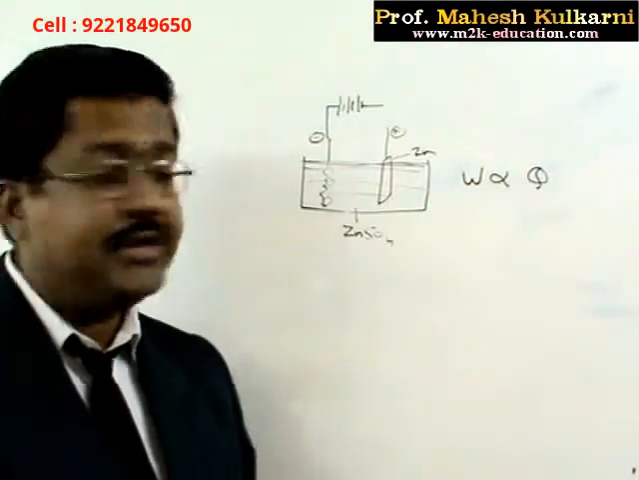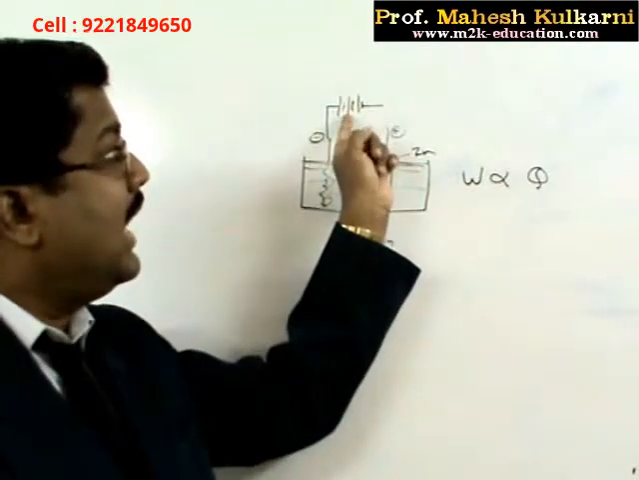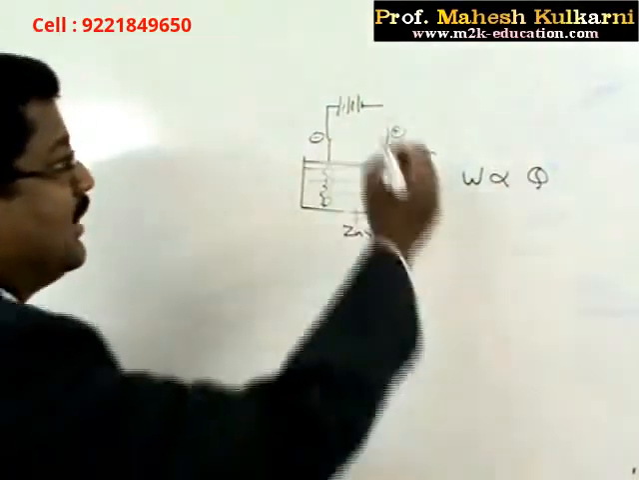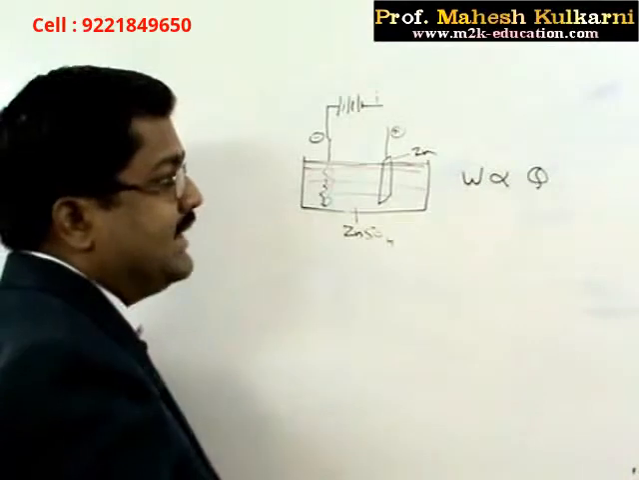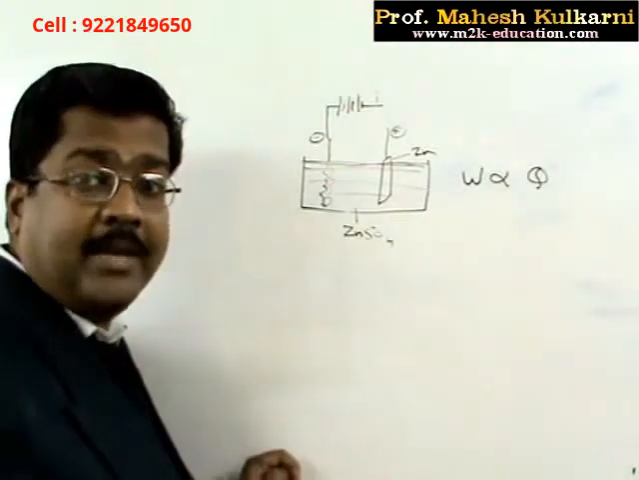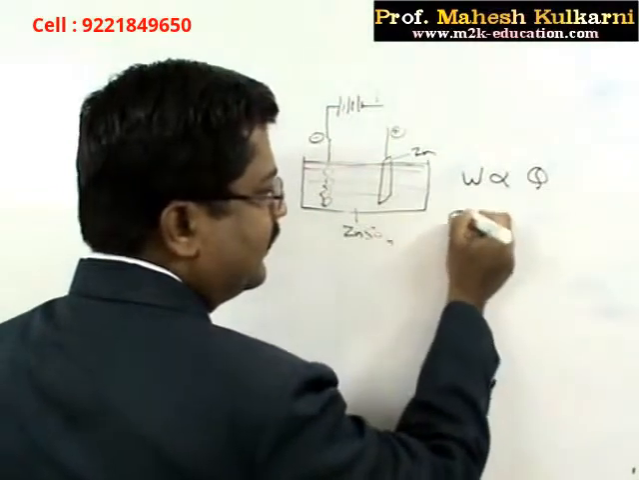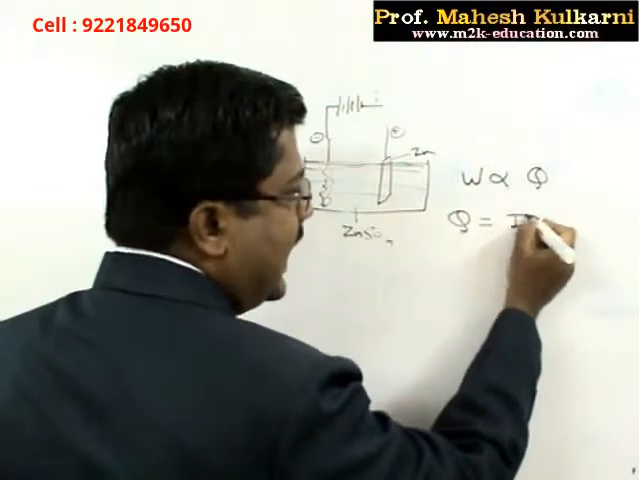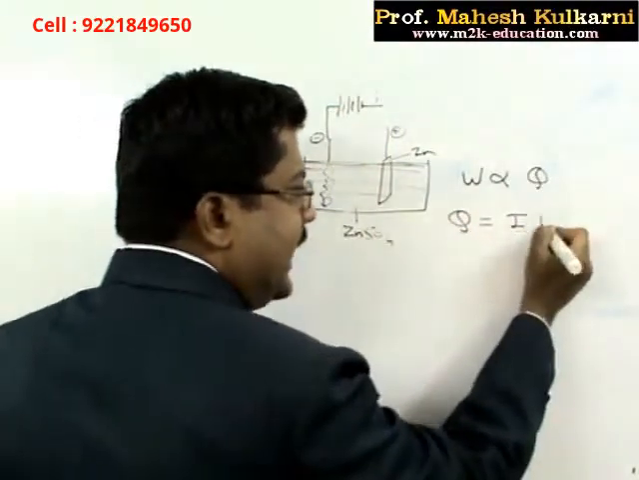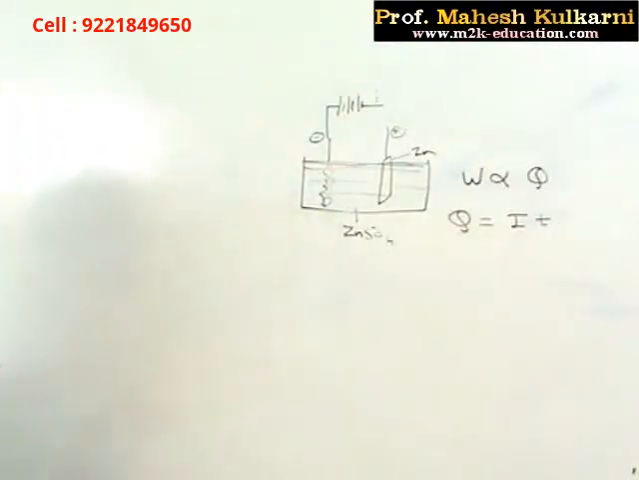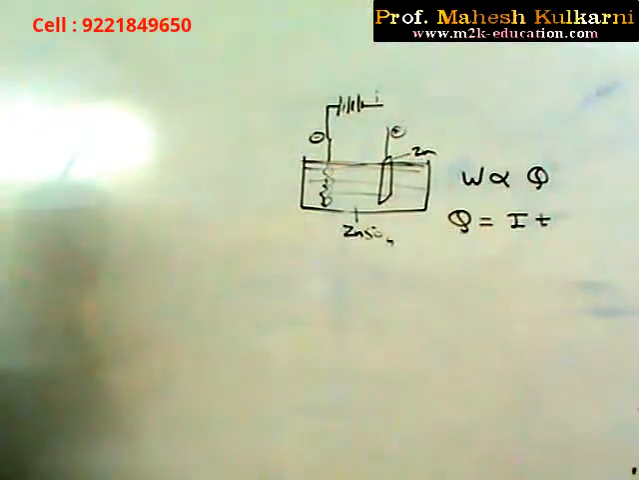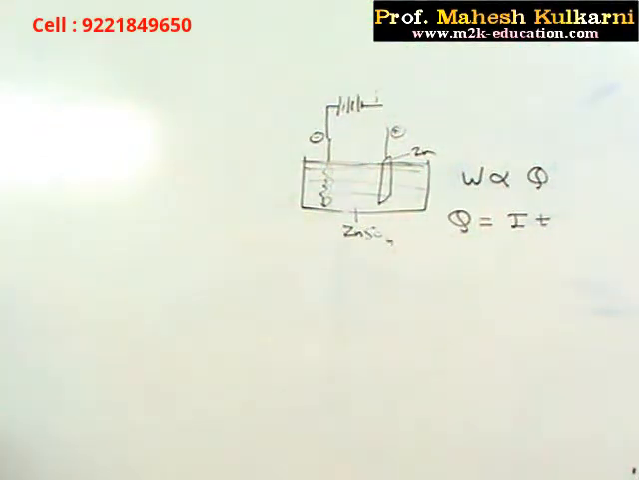So what is the quantity of charge passed? That is I. I means what? Current flowing through the circuit. And for what time? That is T. So Q is equal to I into T. I means electrical current and T means time. Obviously time must be in terms of seconds. So I now have the equation Q equals IT.